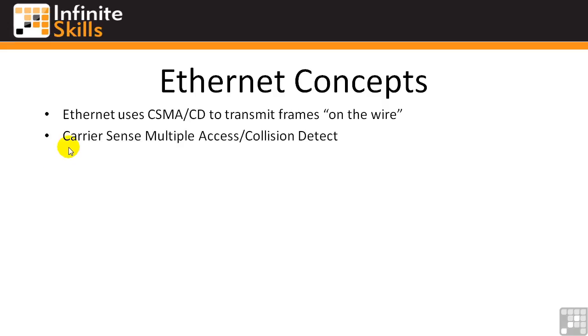Carrier sense means that Ethernet will detect whether or not a cable's plugged in. Obviously, you can't transmit frames across a wire that's not actually physically present. So there is a carrier, a carrier wave, if you will, that goes across your Ethernet network, and that is how Ethernet knows, hey, I can actually send packets or frames across this media.